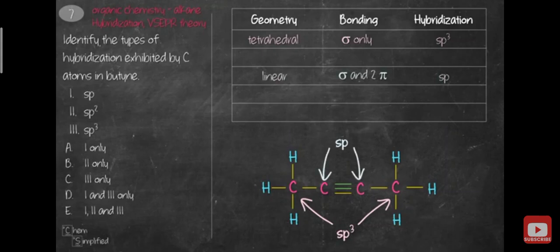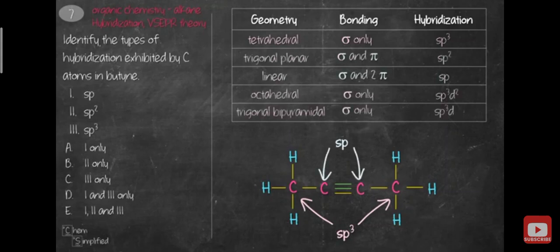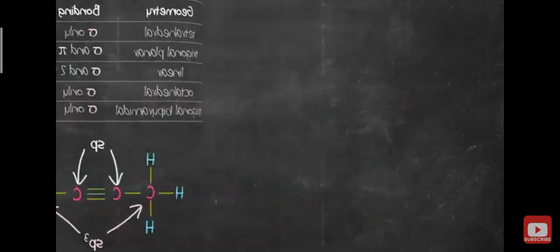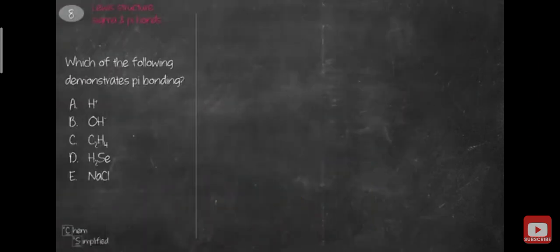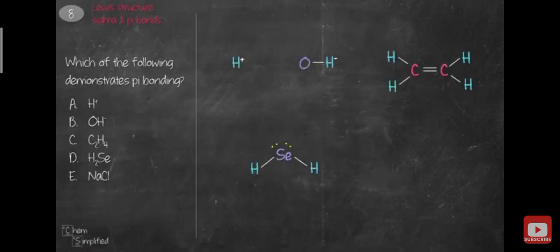Here is the rest of the orbital hybridization cheat sheet so that you can use it for future reference. Now the correct answer is therefore 1 and 3, sp and sp3 only. This next question requires Lewis structure and sigma and pi bonding knowledge. Start by analyzing the structure for each option.